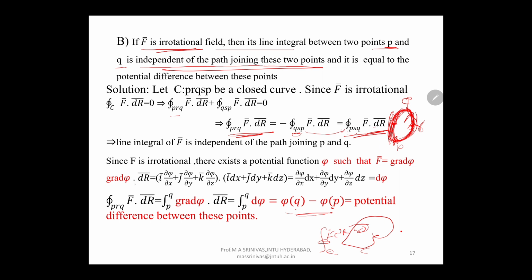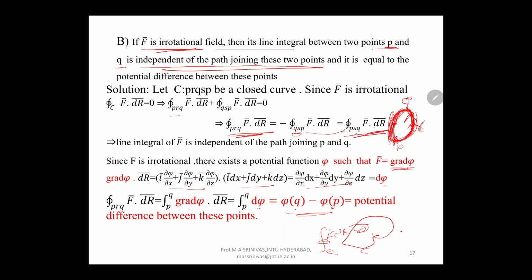Now, since f bar is irrotational, just now I proved there is a potential function such that f bar is grad phi. So what is the integral of f bar dot dr bar? In place of f bar, I will write grad phi because f bar is irrotational. So grad phi dot dr bar, this is the definition, is d phi. So the integral from P to Q of grad phi dot dr bar is the integral of d phi, which is phi at Q minus phi at P, the potential difference between these 2 points.